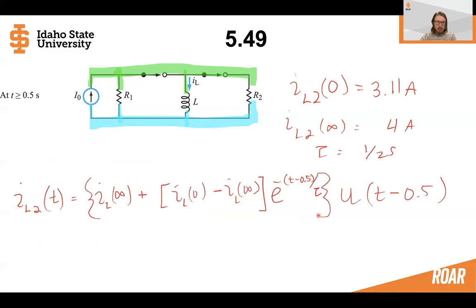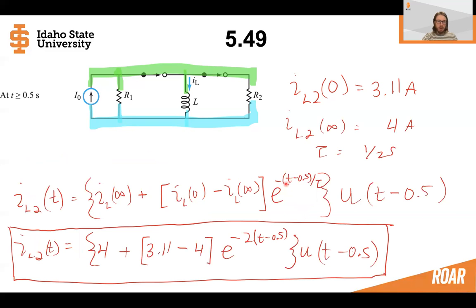Now let's put this all in this equation, and notice that for IL2 this starts at t equals 0.5 seconds. So we're going to add in the time shift here and up here to indicate that this response begins to occur after 0.5 seconds. We'll put in all of our values that we got previously: our final inductor current, our initial inductor current, and our time constant. So 1 over 1/2 is equal to 2, and this gives us the second current.